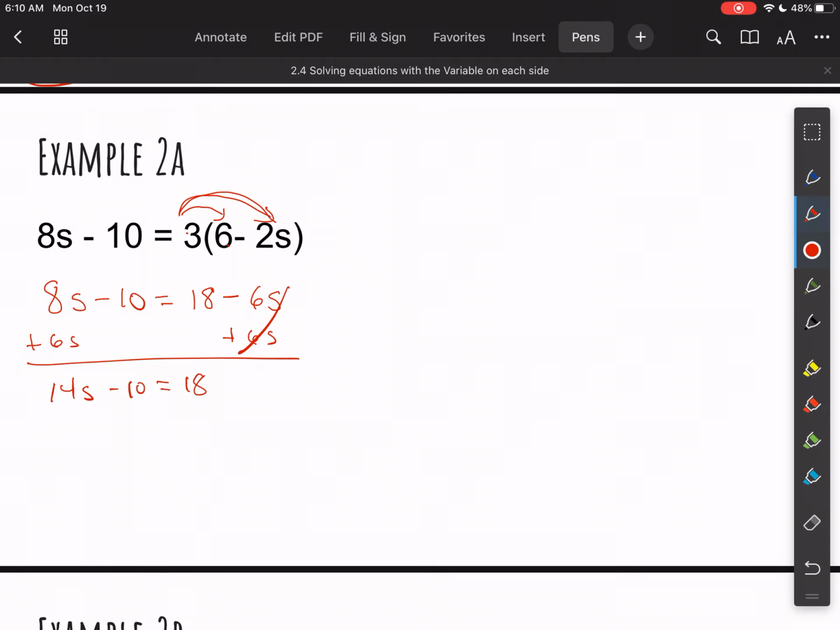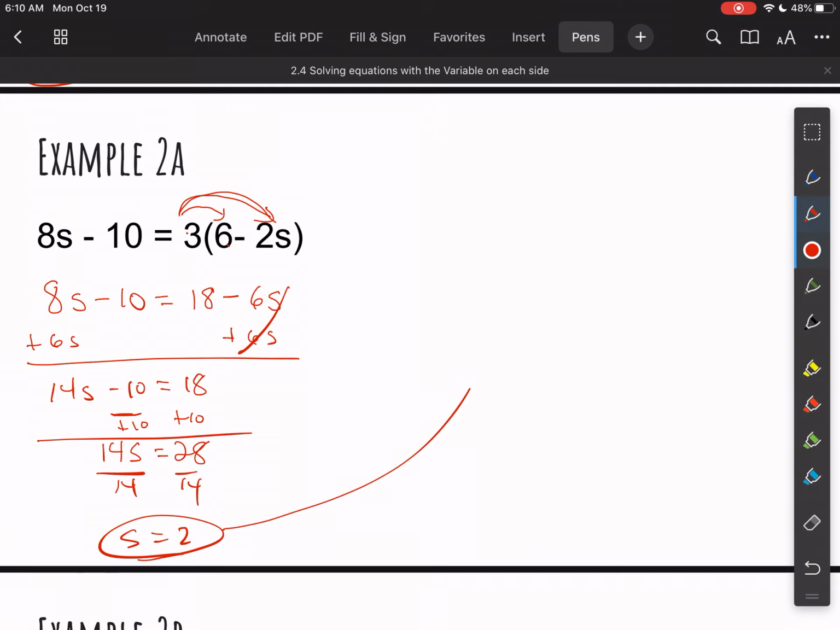All right, so then I got to get this 10 out of here so I can get my s by itself. So we have 14s is equal to, add 10 to both sides, 28. All right, and then to get s all by itself, I'm going to divide by 14. So s is now equal to 2.